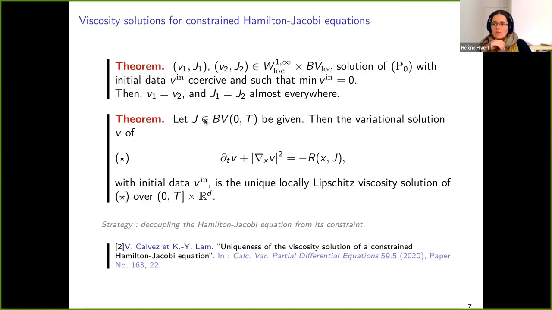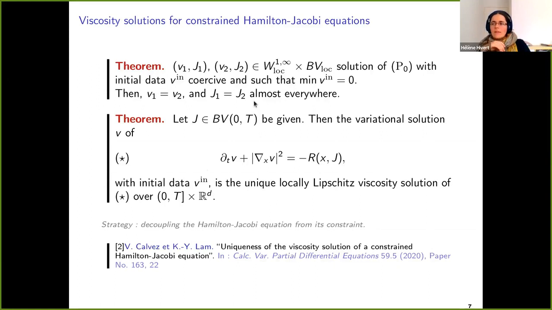And this goes with another result, meaning that if you consider J as a source term in the equation, so in the Hamilton-Jacobi equation, now it's not a constraint problem anymore. J is given, and you consider V as the viscosity solution of this Hamilton-Jacobi equation. Then there is a unique solution.